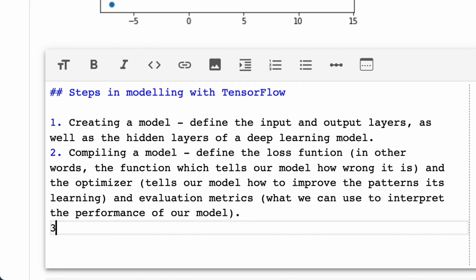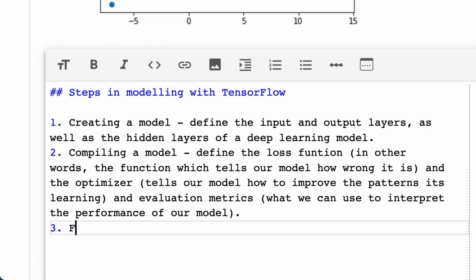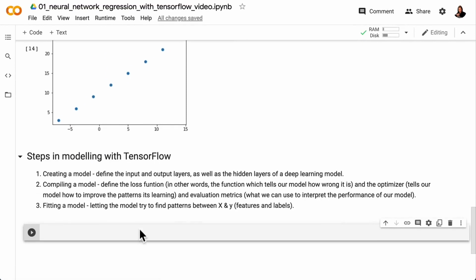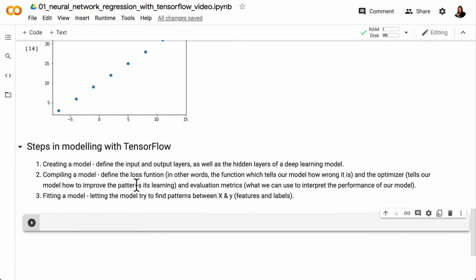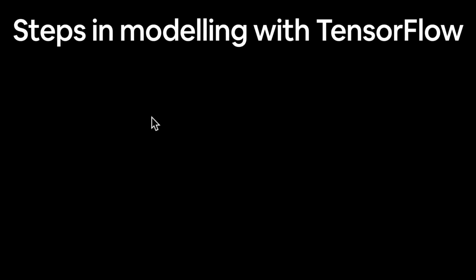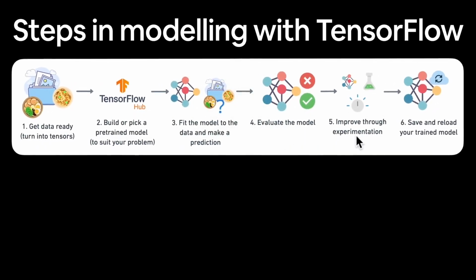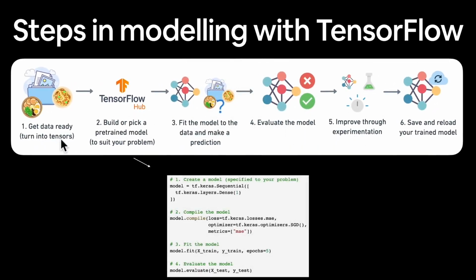Beautiful. And then finally, 3 is fitting a model. So this is letting the model try to find patterns between X and Y, or features and labels. Beautiful. So we have 3 steps here. Now if we come in, we've got a beautiful diagram here, which is steps in modeling with TensorFlow. Whoa, look at that. A beautiful, colorful diagram.